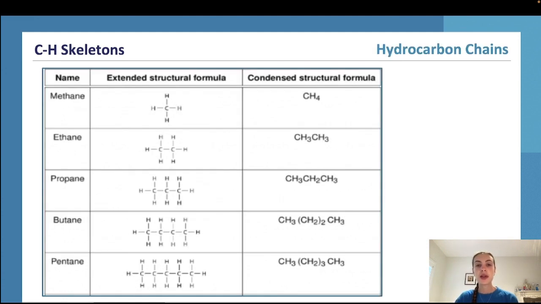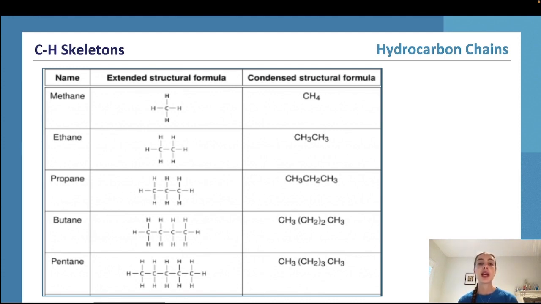We can also see, looking back at this, in the far right column, we've got condensed structural formula. We can not only draw these as shown in the middle box with the extended structural formula, where it's very spaced out and shows how the molecules are arranged in space. So for example, methane being a single carbon atom with 4 hydrogens bonded around it.